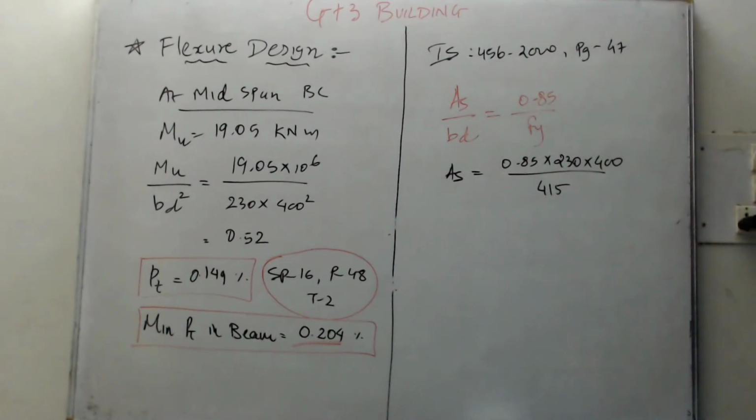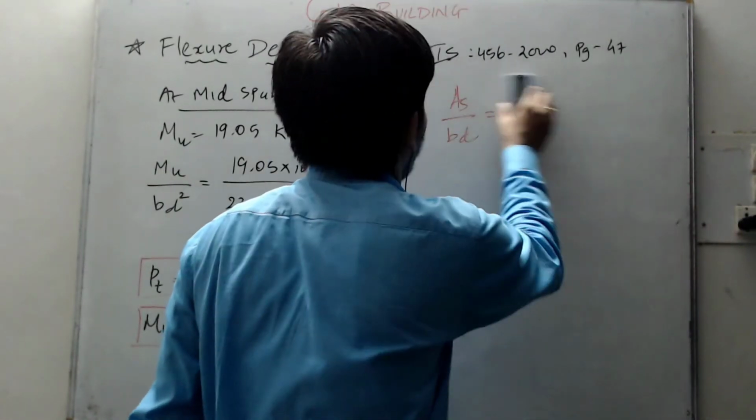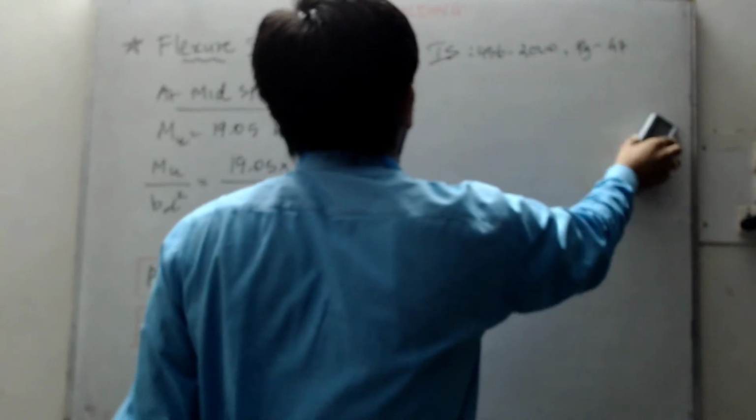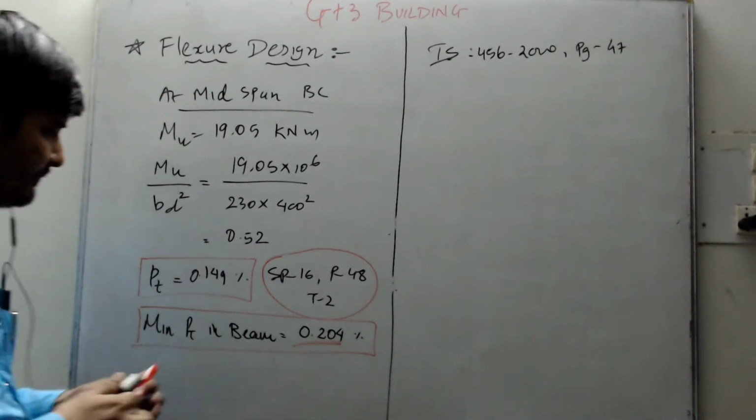So you can verify your answers, you can calculate it in your calcs, right? I would request you to calculate it yourself. I'll give you a few seconds for that. Alright, so this is one of the ways how you can calculate the area of steel, the minimum area of steel required, minimum pt required. This is page number 47, right? So therefore we are going to provide this minimum pt 0.204.